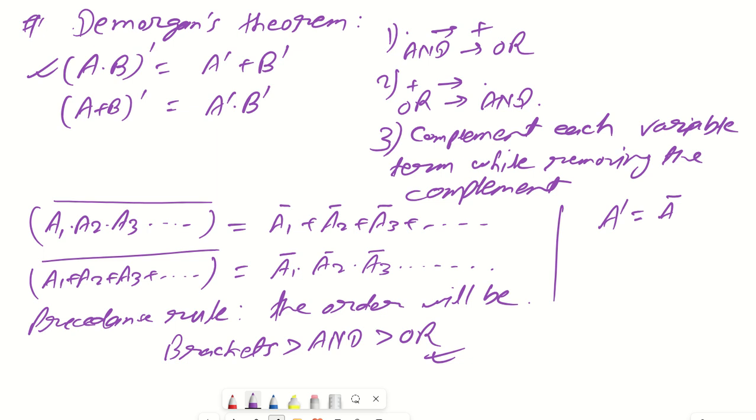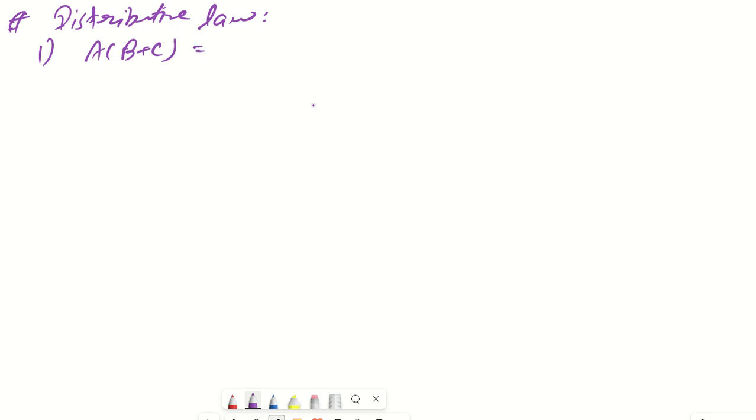So let us have some rules and some of the laws, and we'll prove them as well. So just now you understood that distributive laws were there, right? What was the distributive law? Number one, we had a times b plus c is going to be ab plus ac. So can we prove this? Yes, we can prove that.